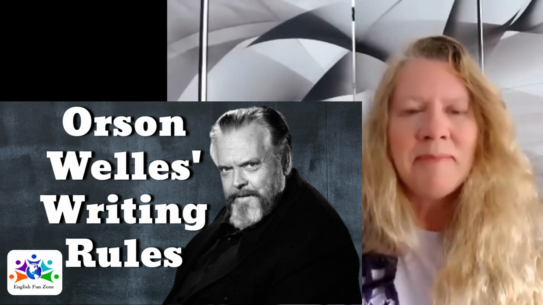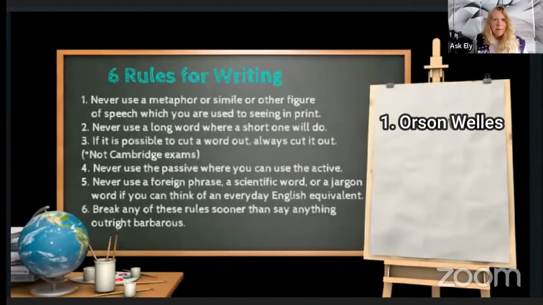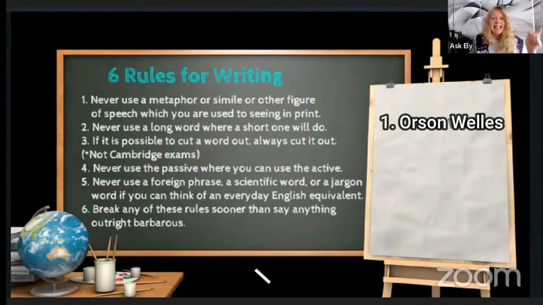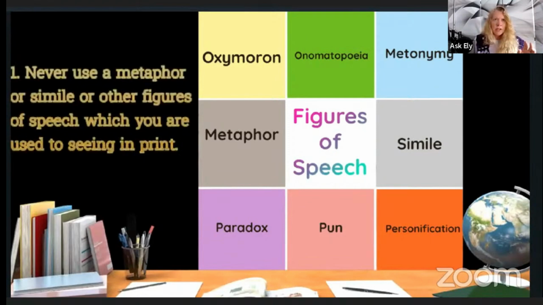Good to see you. Today, we're going to be talking about rules for writing rules. Okay, so let's look at the first rule, which is never use a metaphor or a simile. Now, I've done a video on metaphors and similes, and you can also play the game, and I'll post those links in the description box below. It says never use a metaphor or simile or other figures of speech, which you're used to seeing. And I've covered some of these already. The first rule is don't use these in your writing.